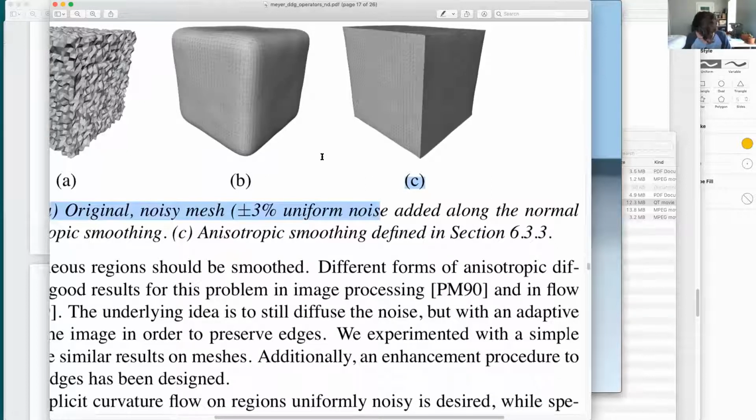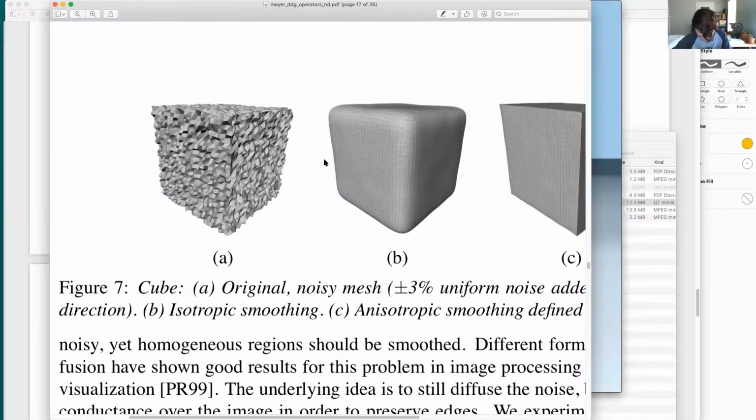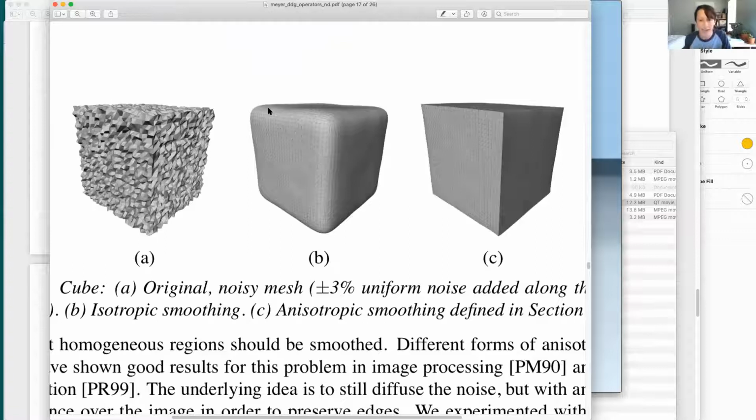Okay, so does everybody see that? So basically all they did was apply Gaussian noise to the surface of this cube, right? And then they're saying, all right, well, I want to look at all these bumpy parts and I want to smooth out the bumpy parts to try to recreate an underlying smooth surface. So this would be simulating something like noise under scanning, for example.